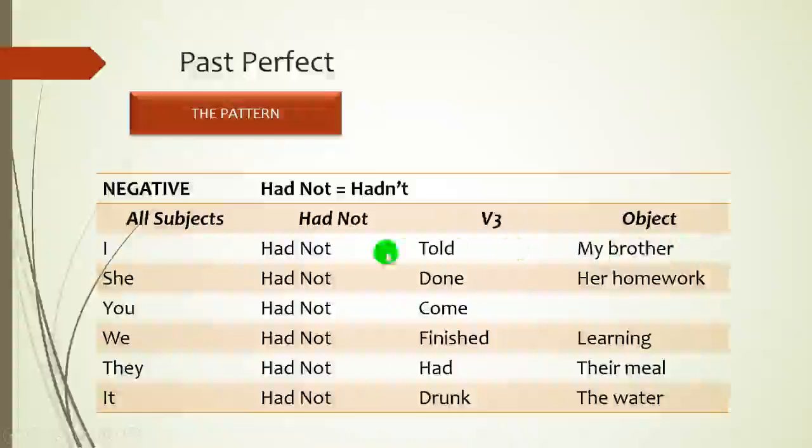The next one we have is the negative. The same thing, we do not change anything in the pattern. We still use had and then verb 3. For the difference, because it is negative, you have to add not here. Had not, and you can also shorten it to hadn't.